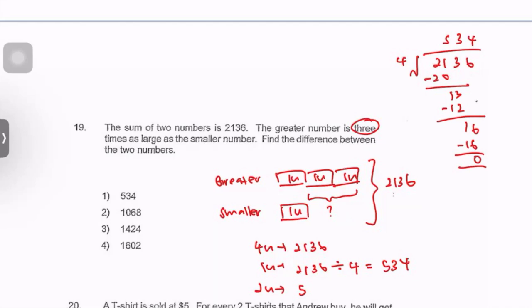Next, a t-shirt is sold at $5. And hence the answer should be option 2.